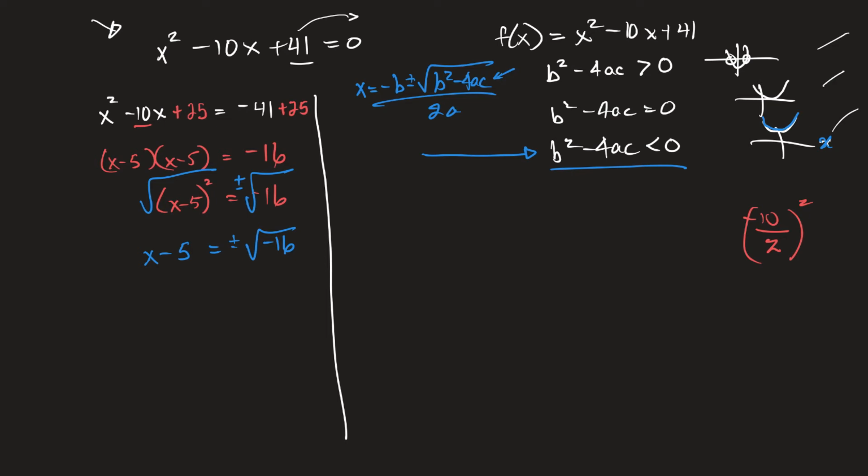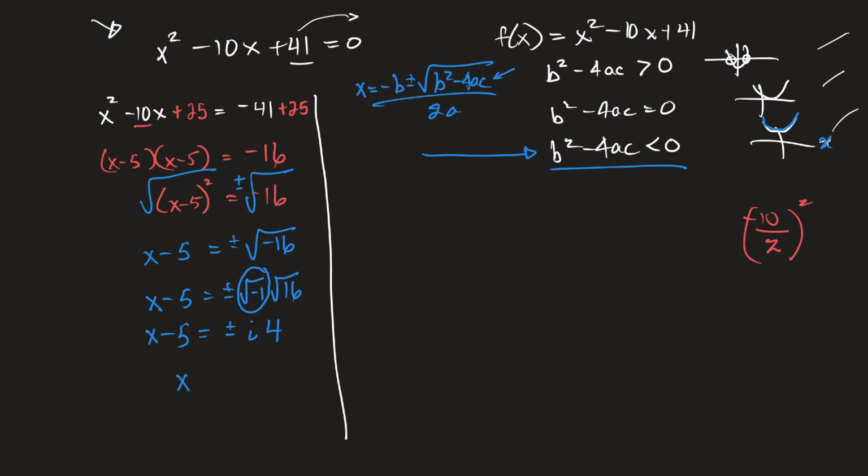But I can also simplify that. Let me just rewrite this again. So the square root of negative 16 is the same thing as the square root of negative 1 times the square root of 16. That's just a rule. You can separate those. When you deal with complex numbers, we define the square root of negative 1 to be i. So I have a plus or minus, and the square root of 16 is 4. So really I have x minus 5 is equal to plus or minus 4i.